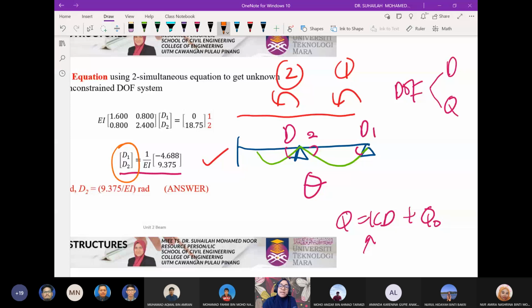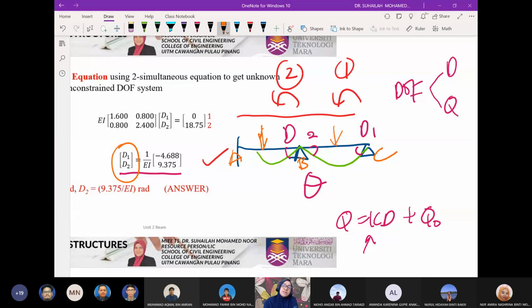loading. Tak kisahlah what type of loading, so dia akan bend. Bila bend, ada curve. Sebab dia pin, dia ada curve. So tangent line kepada curve tu is the rotation. So D1 is actually, kalau kat sini kita label dia as A, B, C. Cara conventional kita label structure kan. So D1 tu makna dia theta at C.